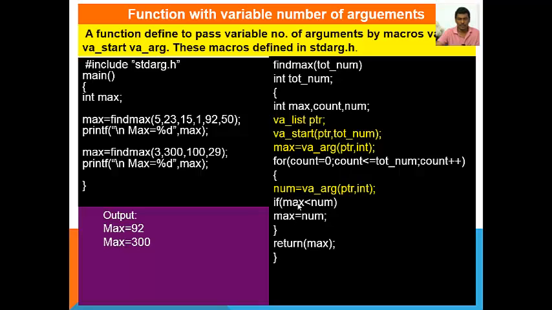Then 100. 100 is assigned to num. 300 less than 100, condition false. Then it takes 29, assigned to num. 300 less than 29, condition false. It comes out of the loop. It returns 300 to the main function. That 300 is assigned to max. Max equal to 300, this is the output. By using va_list, va_start, va_arg, we can pass a different number of arguments to the same function.